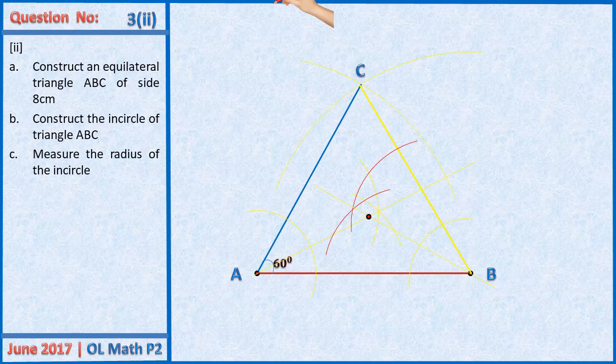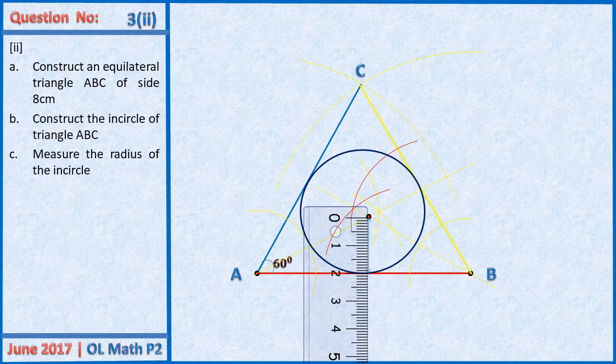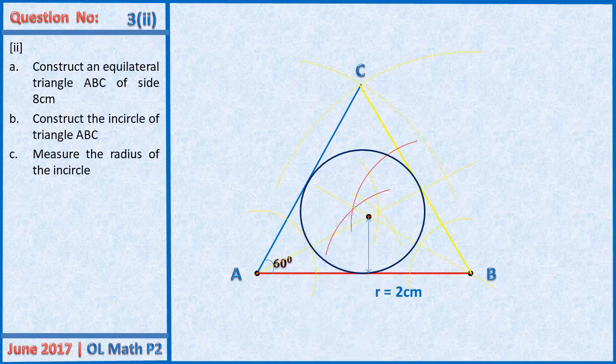I will now place my compass at that point, open it out to any of the corners of the triangle and draw the circle as you have seen. And that's the inner circle that's been constructed. And C, they said measure the radius of the inner circle. So I'll place my ruler and measure the distance from that midpoint to any point on the circumference of this circle. You can see the value on my ruler reads 2 centimeters. And that's the value which I'm writing down, 2 centimeters.